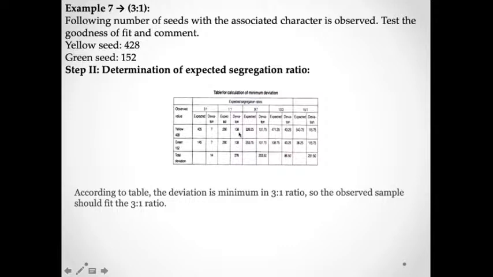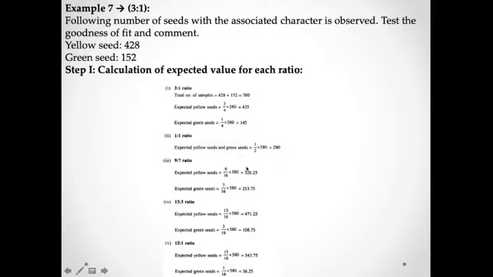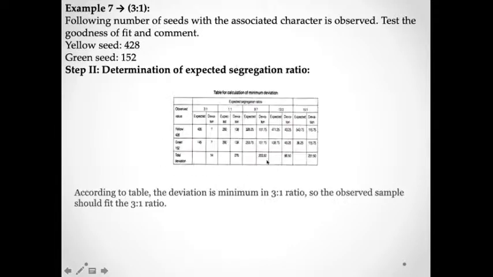So these values, 138, 138, we are calculating from these values. These deviation values are subtracted from the expected values, and then we add them, and we can see that according to the table the minimum value is found in the 3 is to 1 ratio. So the observed samples should fit the 3 is to 1 ratio in this case.